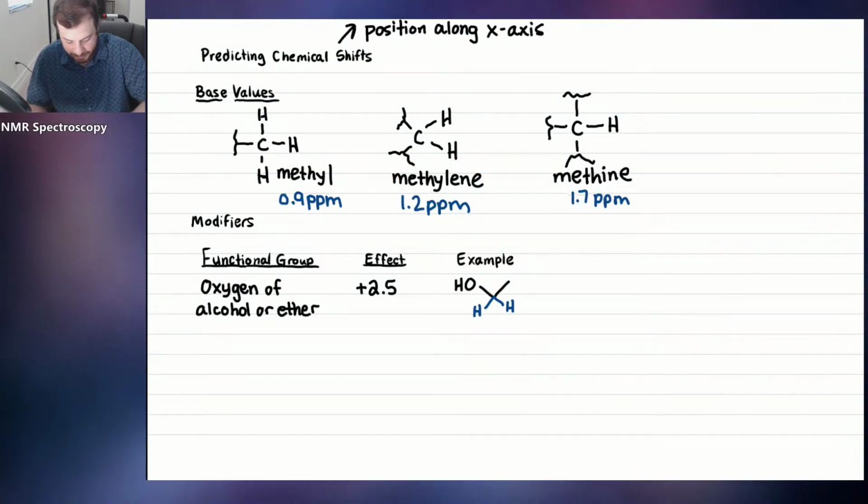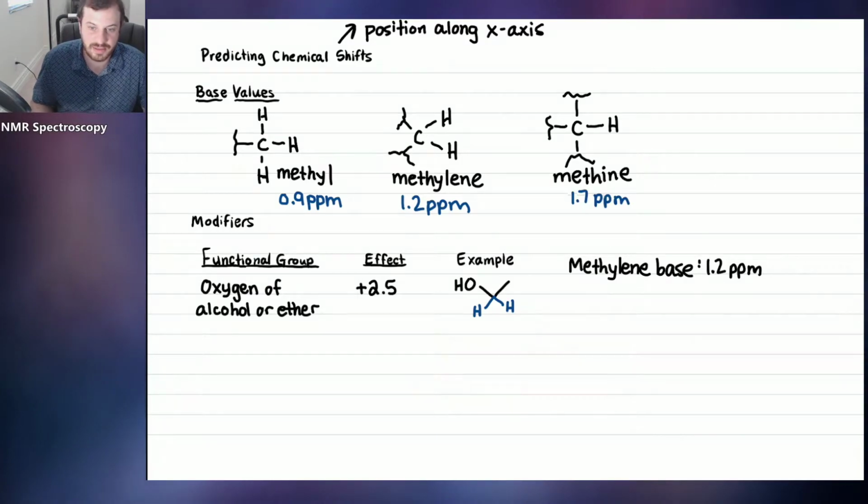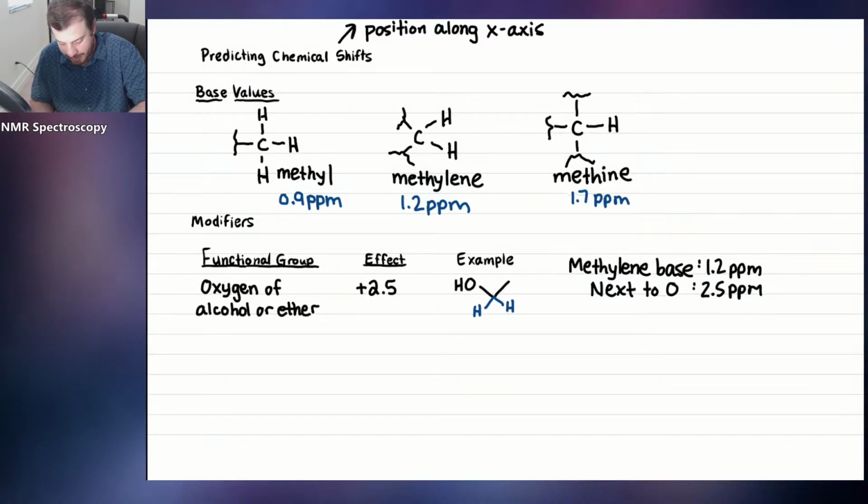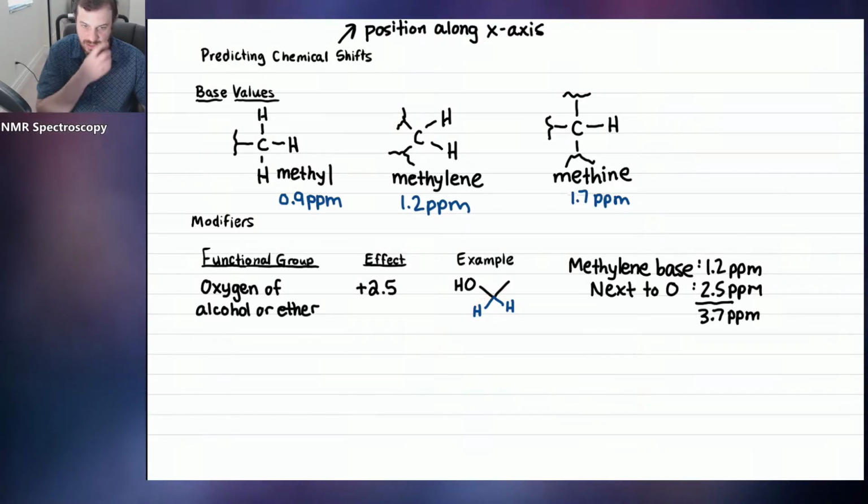So we start with our methylene base. The methylene base value is 1.2 ppm. And now we're going to add the modifier effect, which is next to oxygen of an alcohol or ether, and that is a plus 2.5 ppm. If we add those up, we get 3.7 ppm, and that's very close to the true value. So it's a very close approximation to where these signals would actually show up in an NMR spectrum.